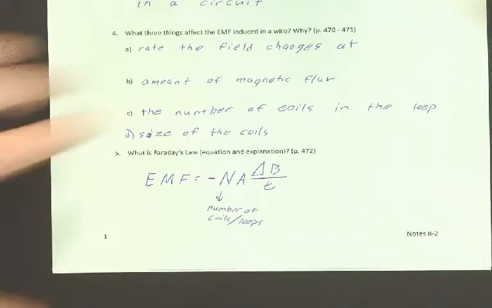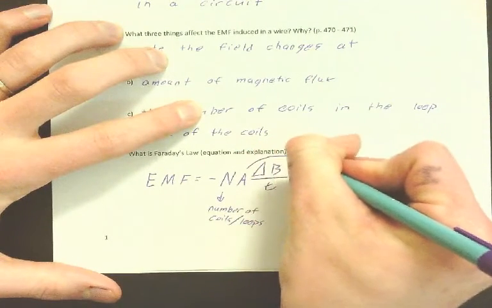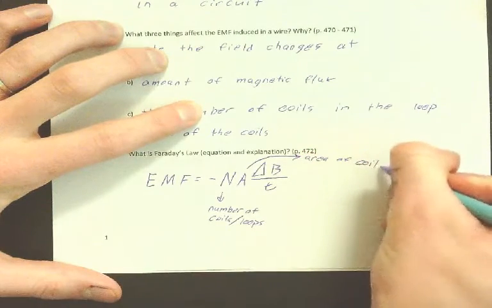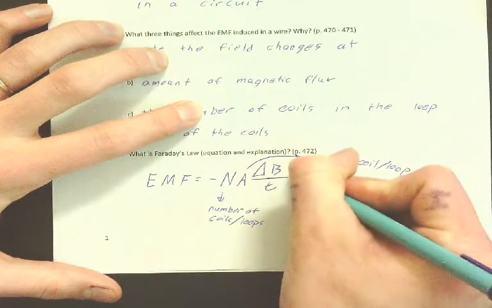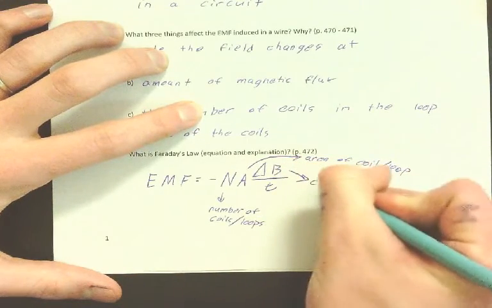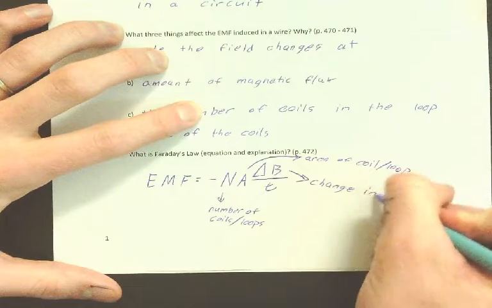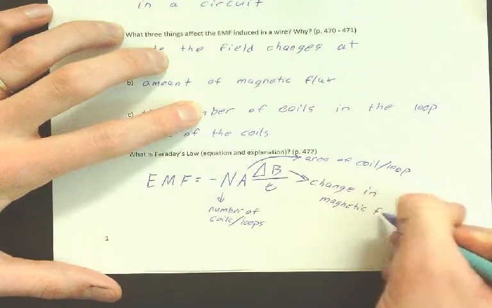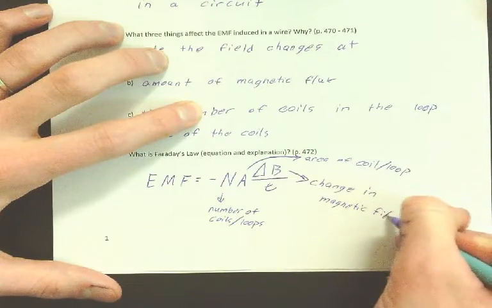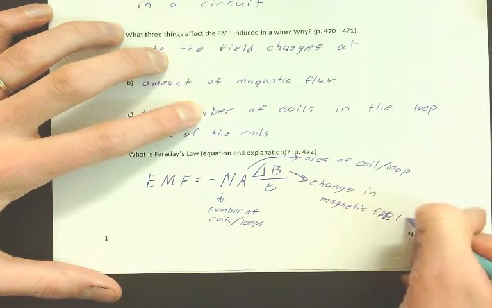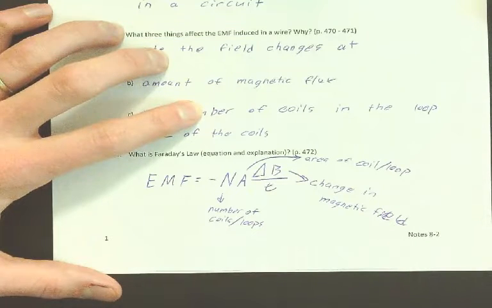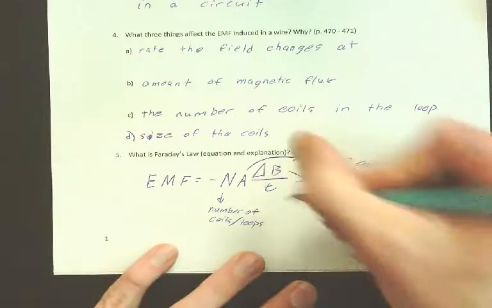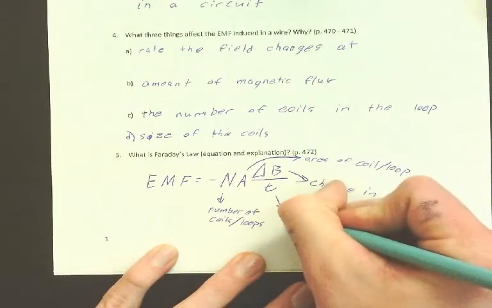So N is the number of loops. A is the area of the coil. And delta B is the change in the magnetic field. Little t is time. Yeah, I wasn't going to do that one, but you're right. I might as well.